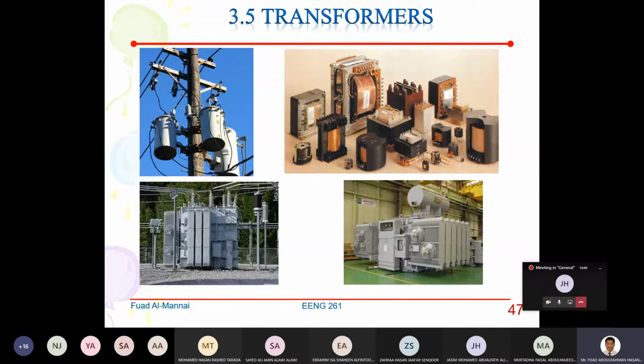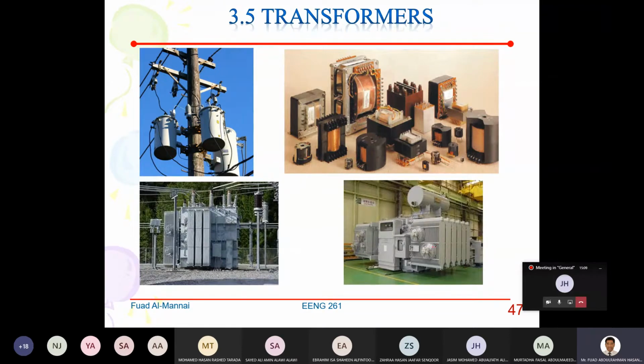And the transformers on the upper left, you can see them in old villages, hanging on the electric pole. And down below it, this is a big transformer, which you'll see in a modern subdivision.